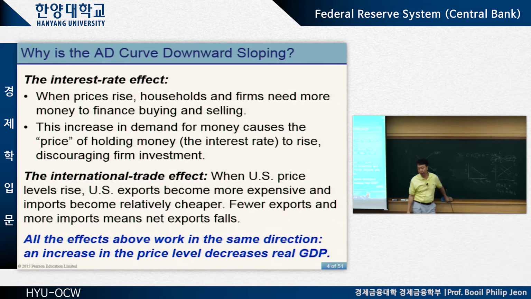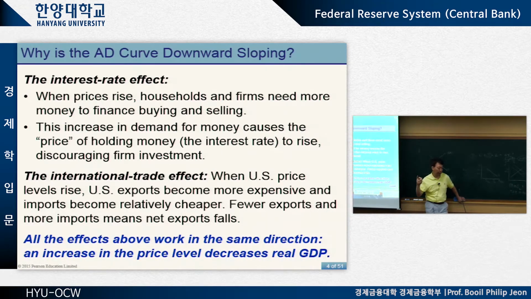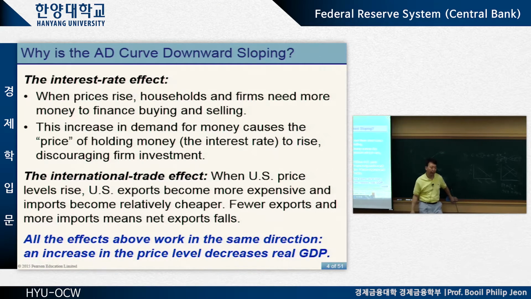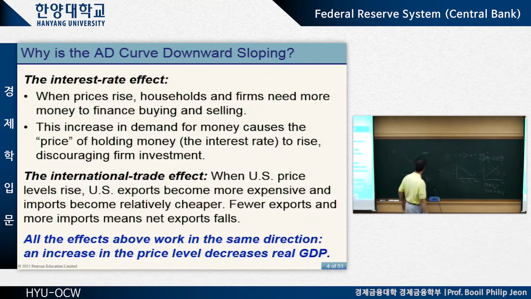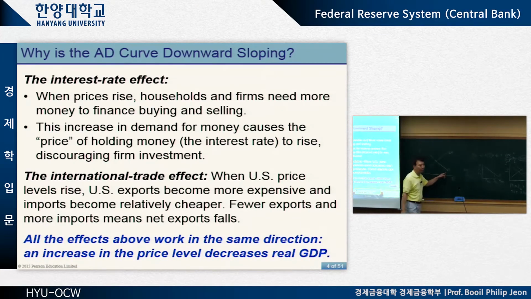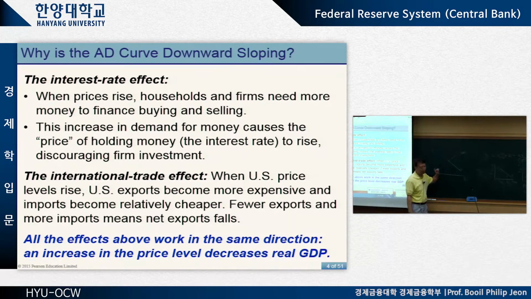So as we've seen just now, these three effects, the wealth effect, the interest rate effect, and the international trade effect, all work in the same direction. If the price goes up, due to all three effects, the aggregate demand will decrease. That's what we have here, right? The aggregate demand curve slopes downward.